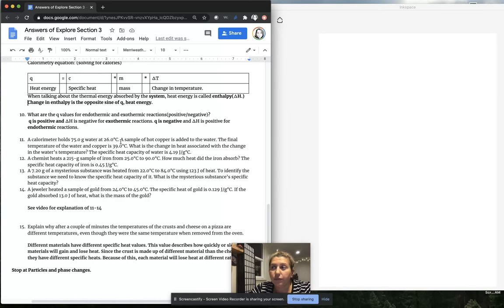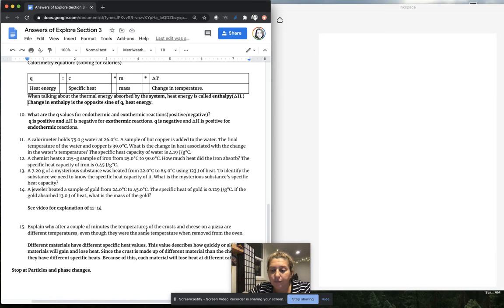So again, take an ice cube in a glass of water: the heat energy from the water is going into the ice cube. So one is going to be positive, one is going to be negative. Your Q for the water is going to be exothermic because heat is leaving. Your Q for the ice cube is going to be negative because it's an endothermic reaction. Okay, so it is absorbing heat. So on to the problems.